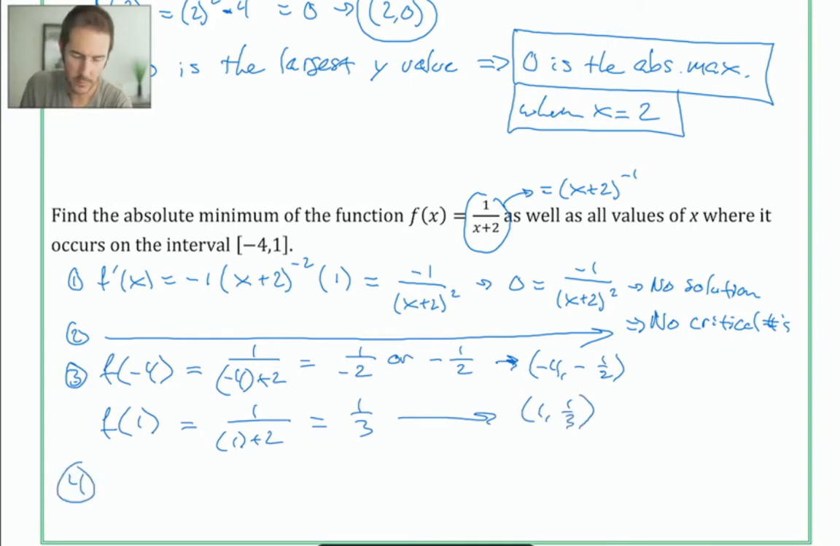Step number 4 tells us to compare the y values that we found. That's the y value in this point and the y value in this point. We're looking for the absolute minimum.